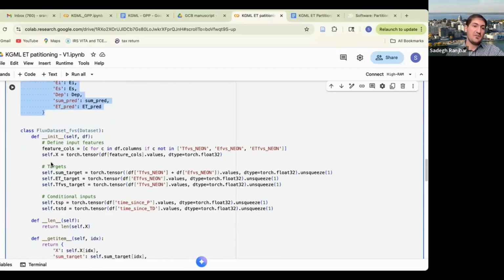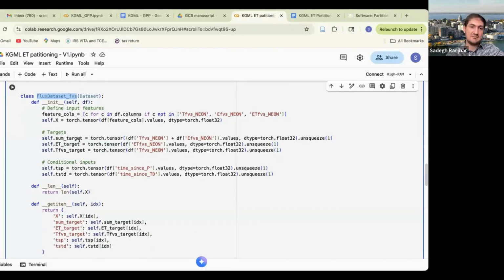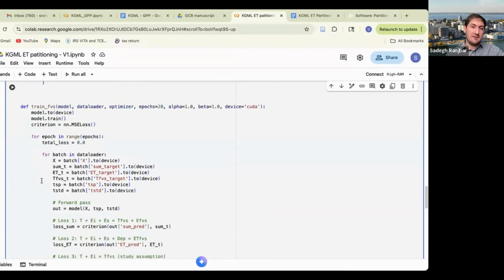After that, we have the flux data set, which is only preparing our data set for input. I'm not going to talk about this part a lot. It just brings our features and our data sets to more GPU-friendly data sets to make the training faster, because we are using a GPU to train our model.